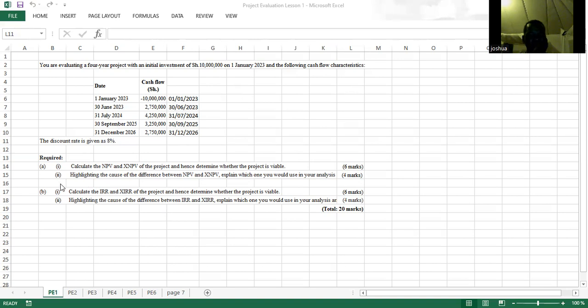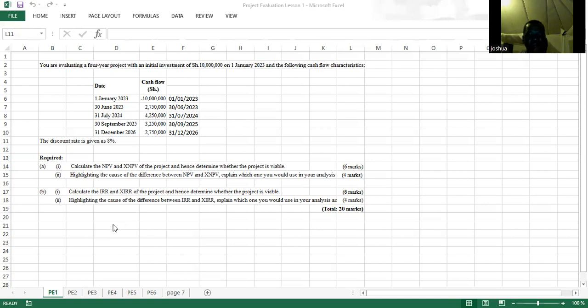And part B of the question: calculate the IRR and XIRR of the project and hence determine whether the project is viable. Highlight the causes of the difference between IRR and XIRR. Explain which one you would use in your analysis. So let's start. This one is a very simple one. It doesn't take a lot of time. Okay, we'll start with part A, the NPV.